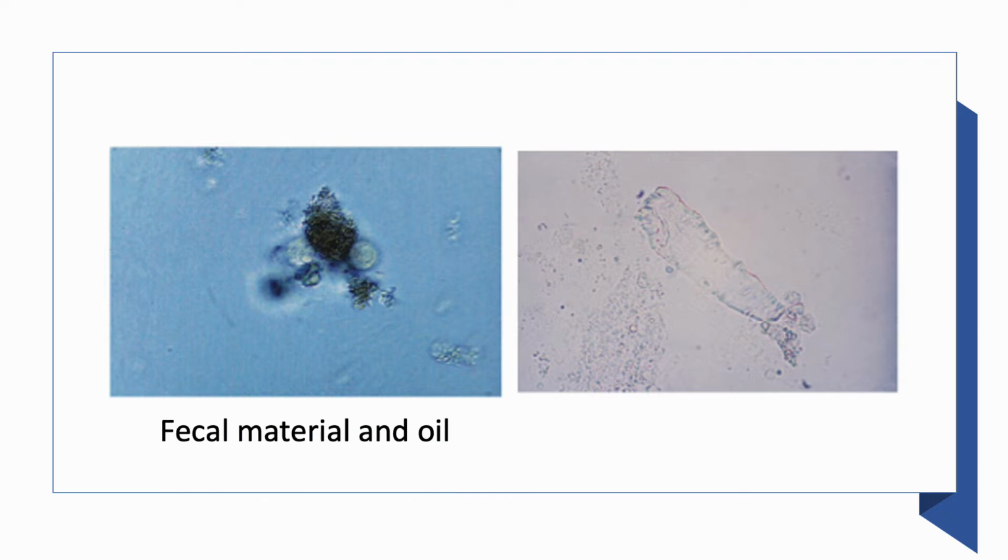So you can see here fecal material admixed with oil artifacts, and also a vegetable fiber somewhat resembling a waxy cast. So they may appear as plant and meat fibers or can appear as brown amorphous material in a variety of sizes and shapes.